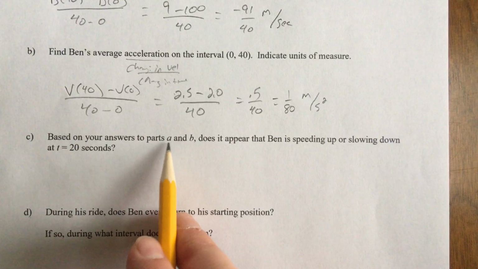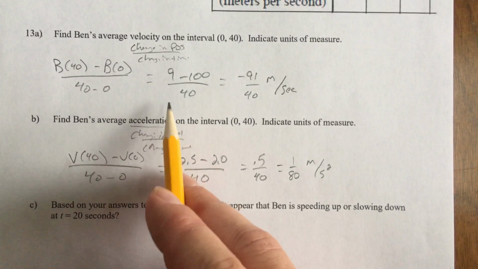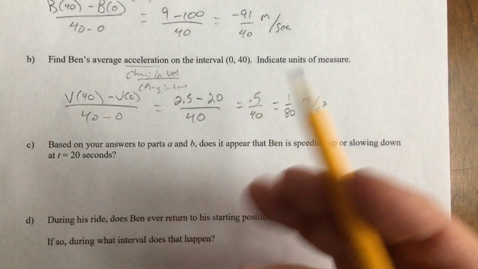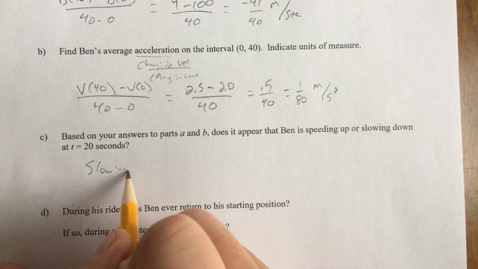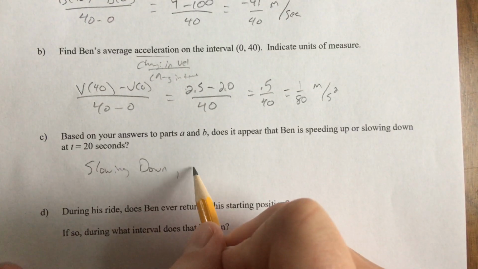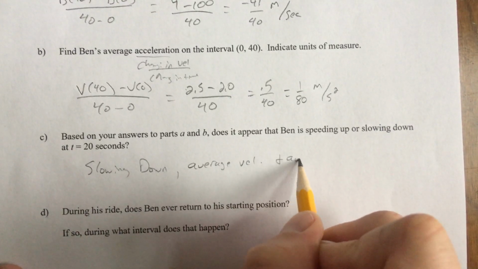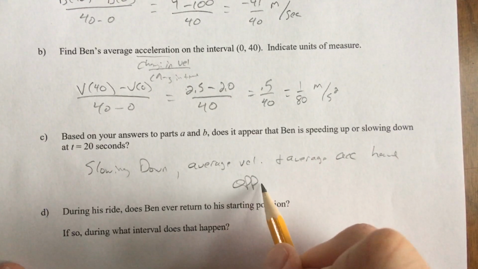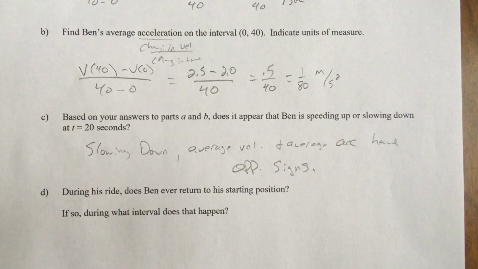Now, C says, based on your answers to part A and B, would you think that he's speeding up or slowing down at 20 seconds? 20 is in the middle of that interval. And if our average velocity was negative and our average acceleration was positive, those signs don't match. So if we had to take a guess, we would probably guess that he's slowing down. Slowing down: average velocity and average acceleration have opposite signs. That's really the only information you have to go on. You don't really know anything else about what's happening at 20, so that's our best guess on that one.